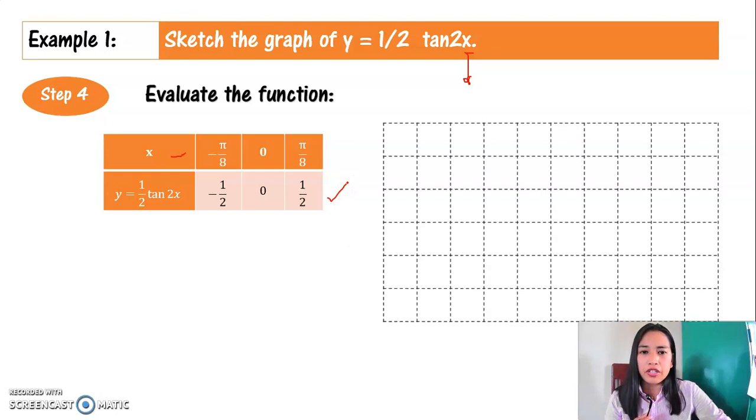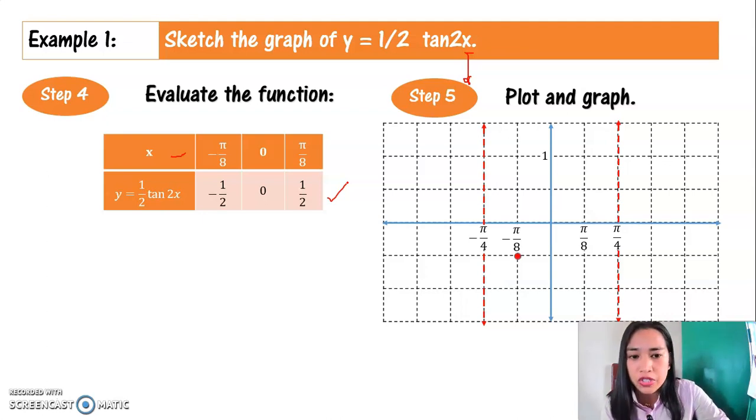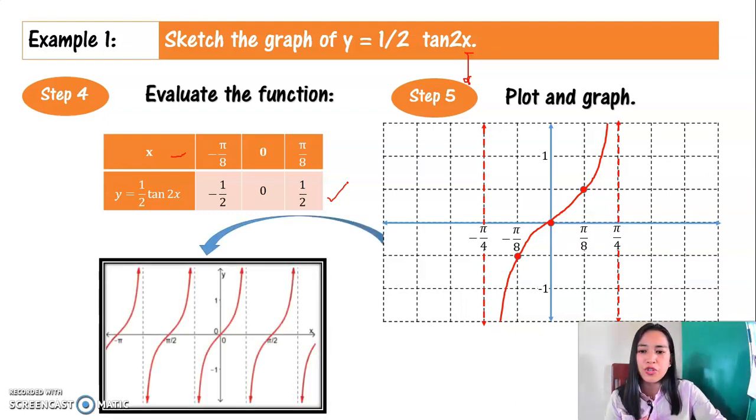And after that, on our 5th step, plot and graph. So, first, determine na to ang asymptote. So, ito mga asymptotes niya. Here, negative pi over 4 and pi over 4. And then, plot tayo na to ang points. Kung ang x na to is negative pi over 8, we have the value of y which is negative 1/2. 0, 1/2. And connect. So, kung daghan na cycle ang require sa inyo, mo ni ang dagway sa inyong graph.